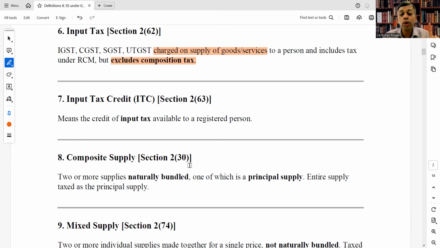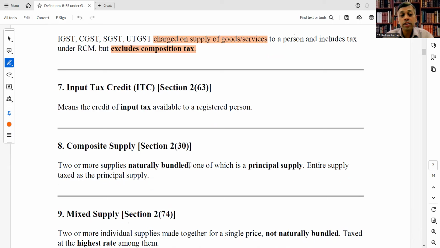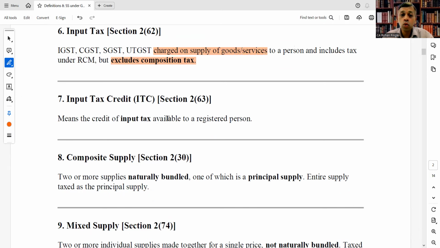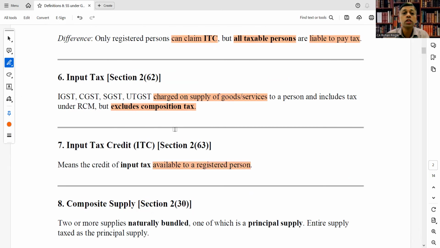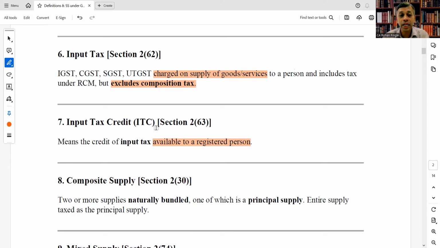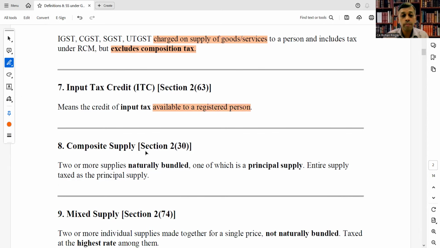Earlier the definition was about input tax, and now the next definition is input tax credit. It is different. It means the credit of input tax available to a registered person. Available to whom? Registered person. That is the difference between input tax and input tax credit. Input tax we can also say for a taxable person who is liable to pay tax but not registered. So there this term input tax is usable. But when you become a registered person, then you can use the term input tax credit because you are a registered person. That is, input tax credit is available to a registered person.